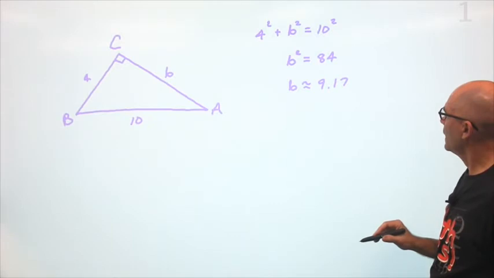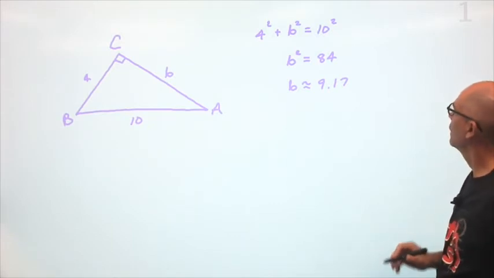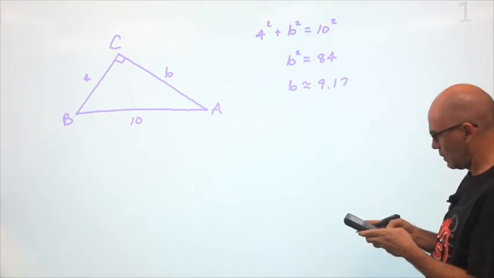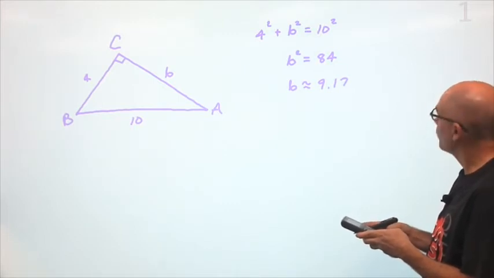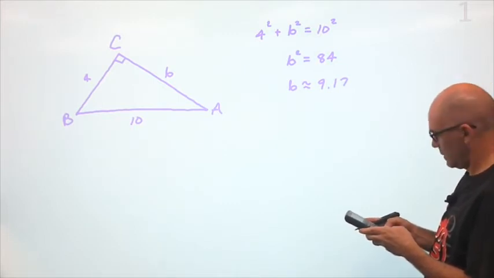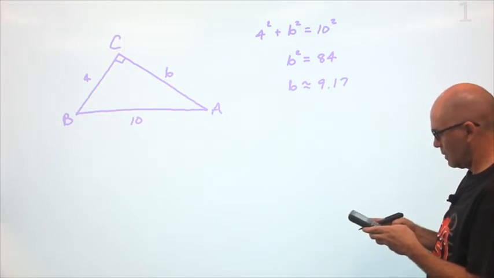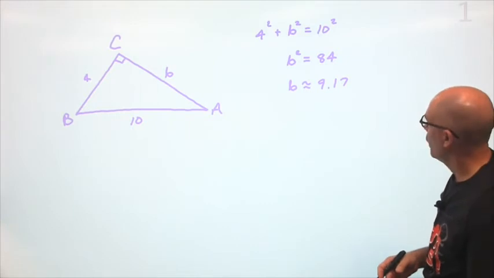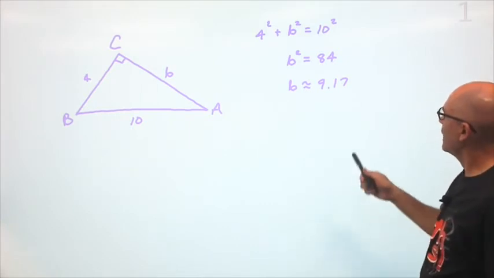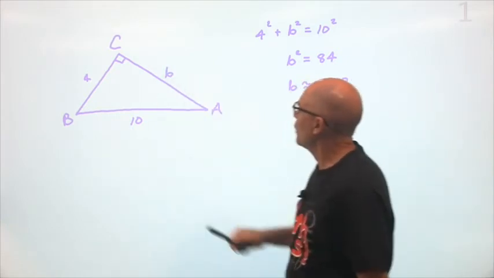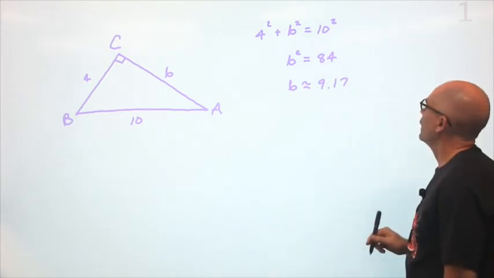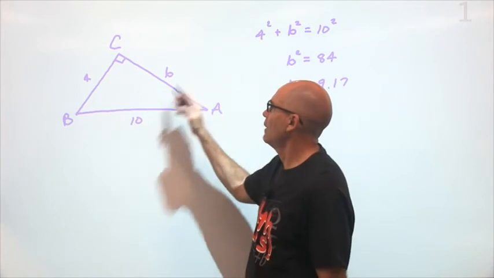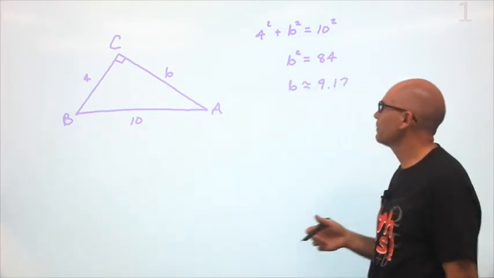I look at it and that appears slightly high. Let's see. Did I do that right? Okay, 100 minus 16, take the square root. Yeah, that's it. That is correct. Okay, so it seemed like 9.17 is a little bit higher than I felt like it should be, but that just means I drew the triangle not quite to scale.